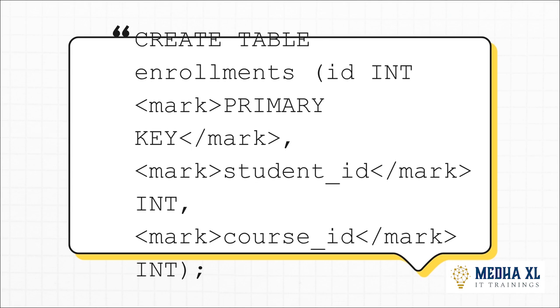And now for maybe the most important table of them all, the enrollments table. So pay close attention to this one. This table doesn't store any names or course titles. It only stores numbers, a student ID and a course ID. And this is the brilliant part. This table acts like a bridge. It creates a relationship that links a specific student from our students table to a specific course in our courses table. This right here is the absolute heart of what makes a relational database work.